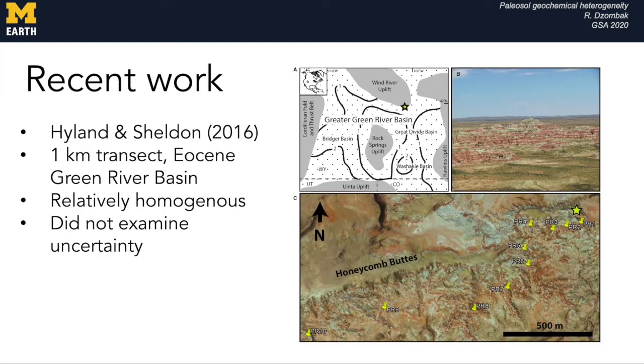And we're not the first ones to think about this question. Other work has been done on the lateral and spatial variability of geochemistry in paleosols. So, for example, this is previous work out of our lab. In 2016, Hyland and Sheldon did a 1 kilometer transect looking at the geochemistry of some Eocene paleosols in the Green River Basin. And good news was that they found that geochemically it was relatively homogeneous, but they didn't really look into how to improve the uncertainty of the proxies that they were applying.